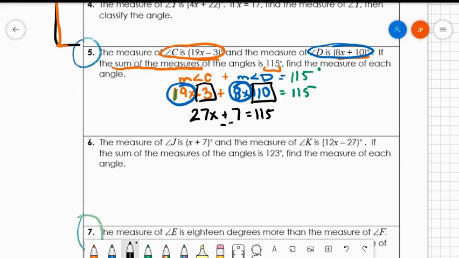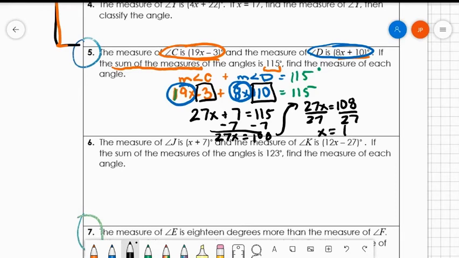My first step to start to solve this is to subtract 7 on both sides. So 27x equals 108. Let me move this over here so we have a little bit more room. And then my last step to get x by itself would be to undo that multiplication between 27 and x by dividing. So x is going to equal 4.